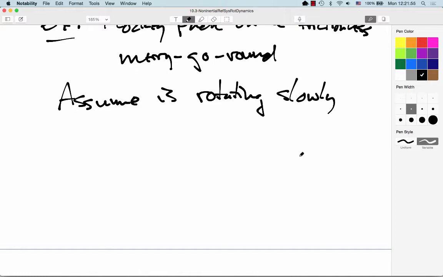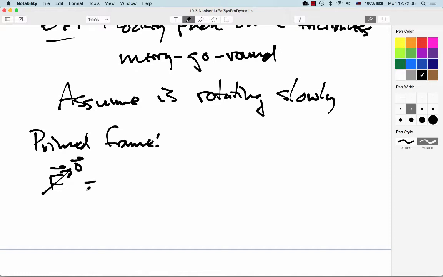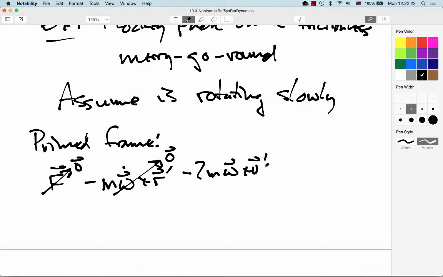So if we work in our primed frame, we would say our external force, well, that'll be 0 because this is after the kick, minus m omega dot cross r prime. Well, it's rotating slowly at a constant speed, so that's 0, minus 2m omega cross v prime. So the Coriolis force is going to matter here.